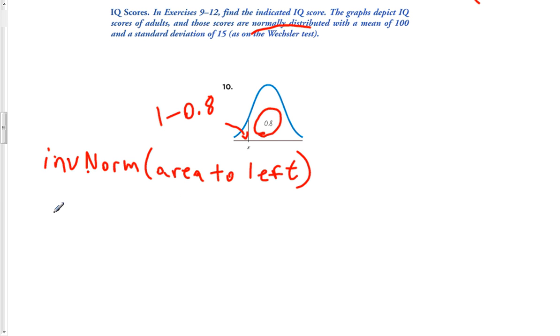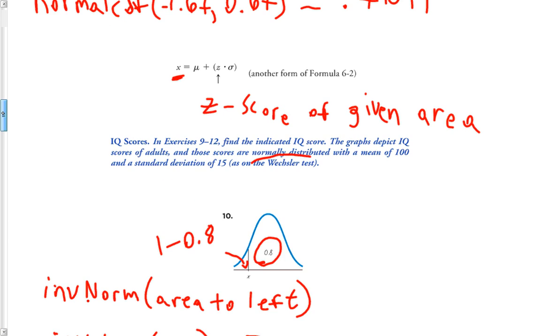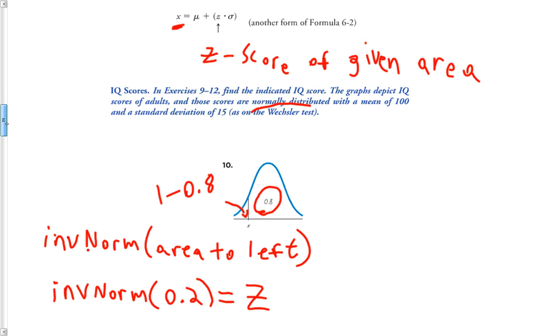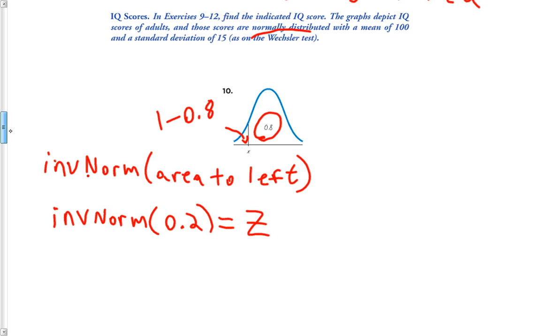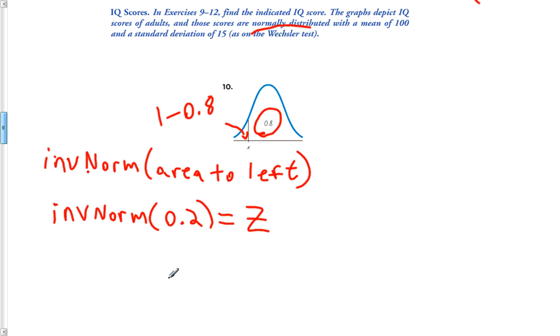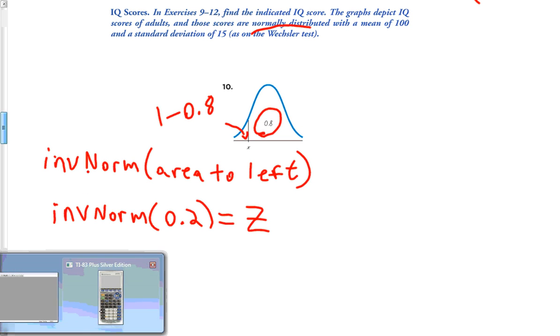So what we're going to do is inverse norm of 0.2, and that'll give us the correct z-score that we need. This is going to be the z-score for the given area, and then we're going to plug it into this formula up here to find the x value, or the IQ score. So first we find the z-score, then we find the IQ score. So let's bring out the TI.